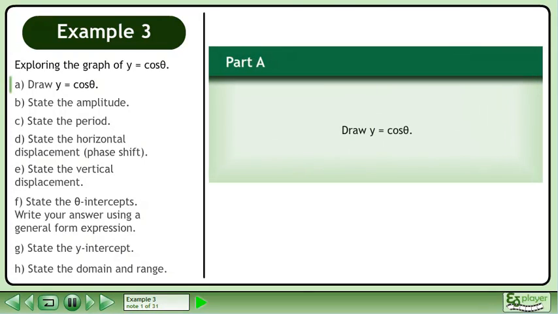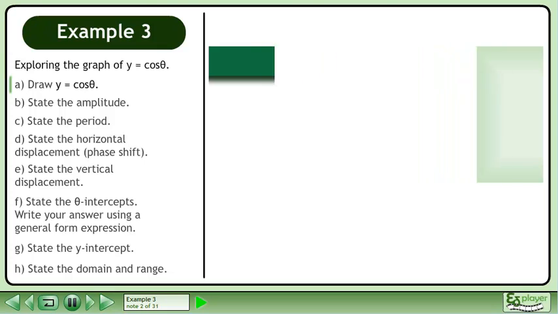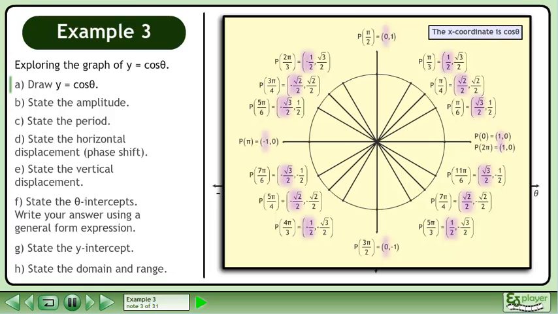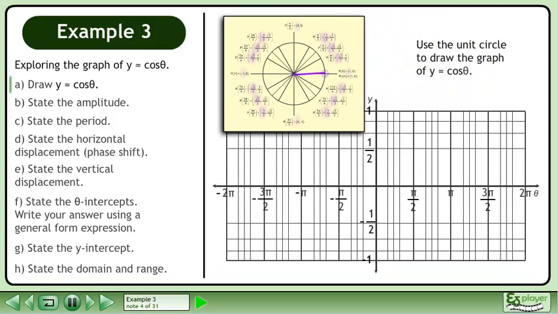In this example, we'll draw the graph of y equals cos theta. Use the unit circle to draw the graph of y equals cos theta. The x-coordinate is the value of cosine theta. Plot the values of cos theta from the first quadrant.